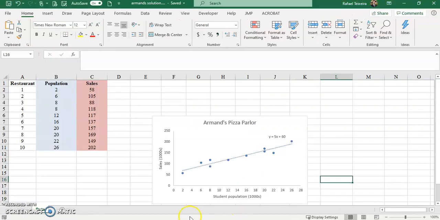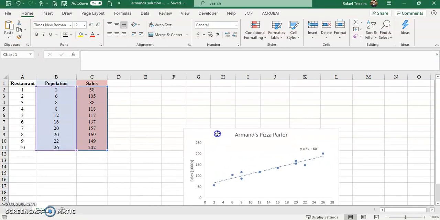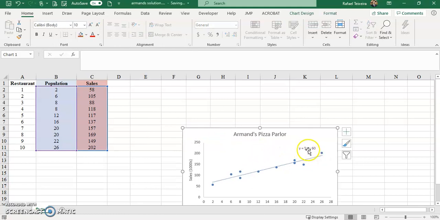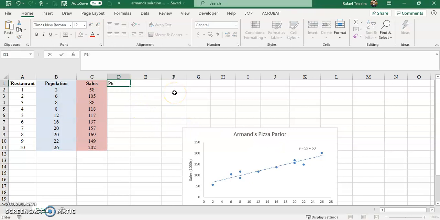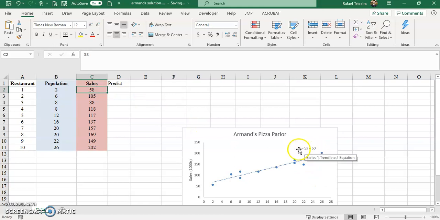Let's take a look at that to make it more meaningful to you. This is our regression analysis. This is just for you to see what the error is. You don't really need to do that in the problems, but it's for your understanding. I want to predict how much the sales will be using this formula here. The formula says that the predicted y is equal to 5 times x, 5 times the student population, plus 60.